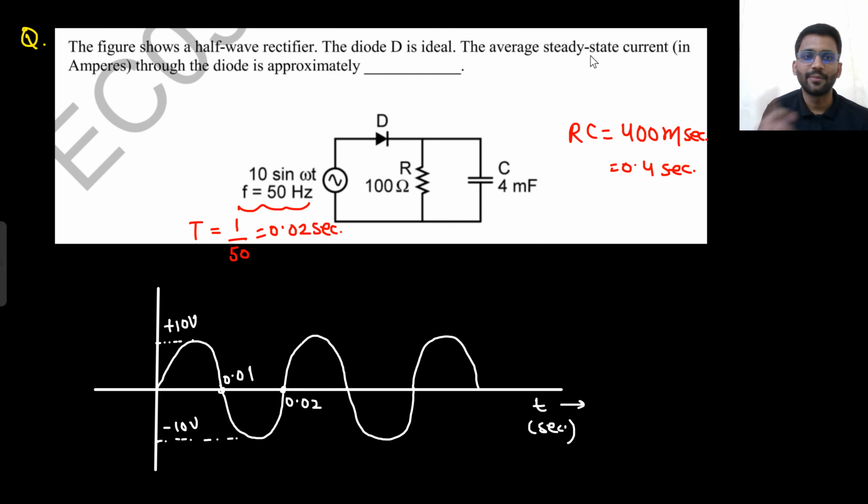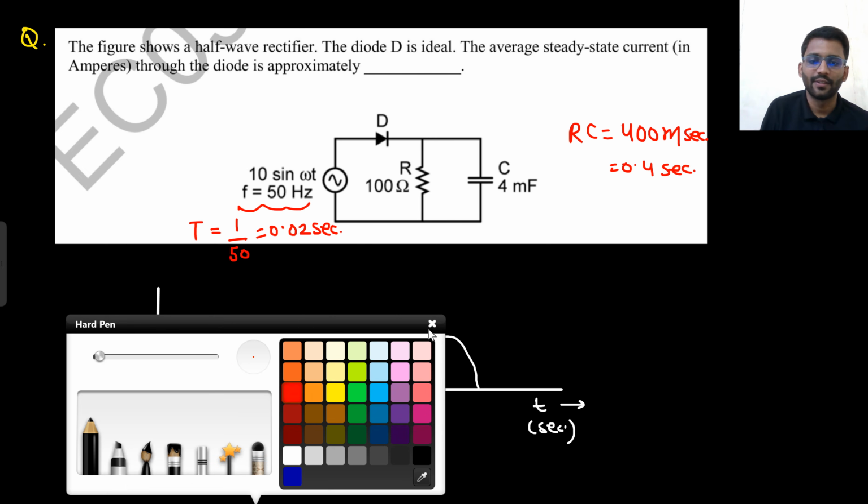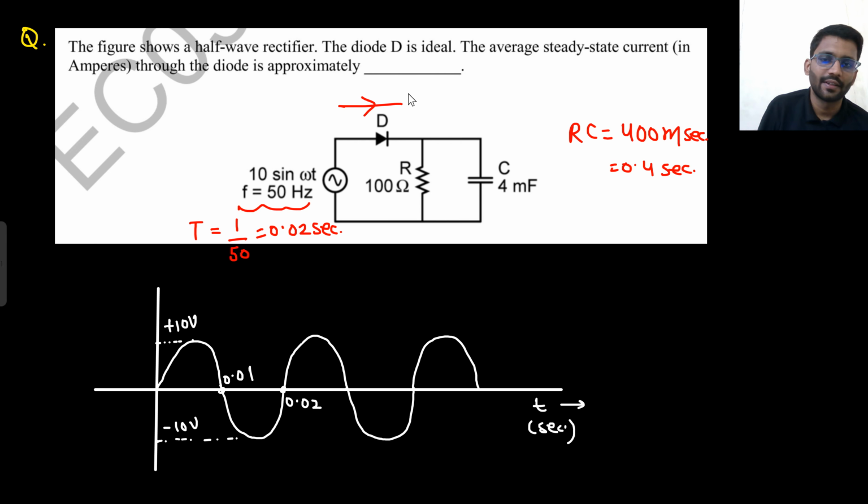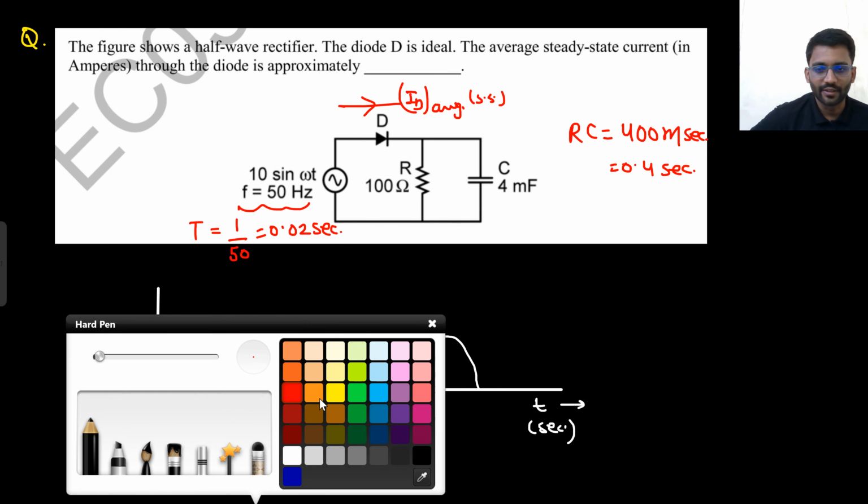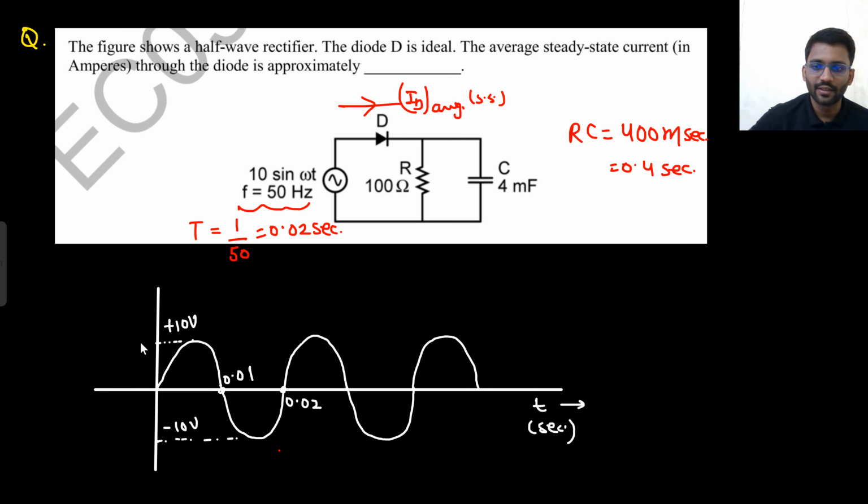What do you need to find? The same thing you need to find: the average steady state current in amperes through the diode. So ID average at steady state is what you need to find. Tell me what will happen. Let's try to make the V0 waveform with a different color of pen.